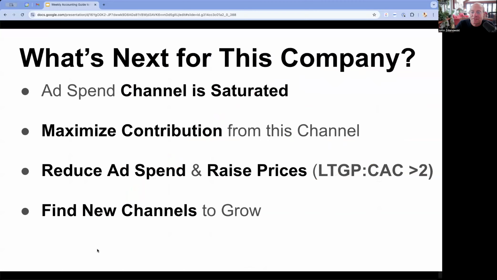So what's next for this company and for really every company in the direct-to-consumer space at this point? The Facebook ad channel is getting more and more saturated every day. So everyone should maximize their contribution from the Facebook channel by reducing their ad spend and either raising prices or reducing discounting if you can to get the lifetime gross profit to CAC greater than 2. And then we should find new channels to grow.